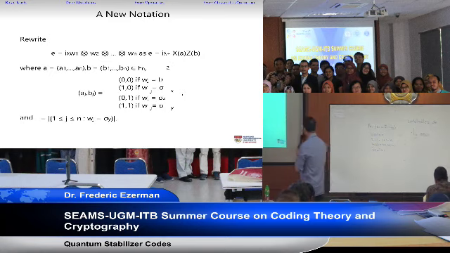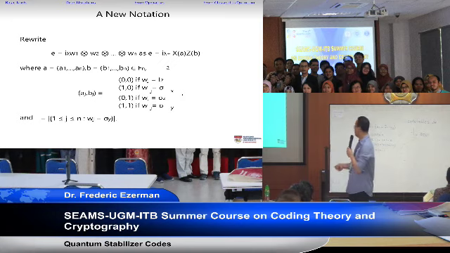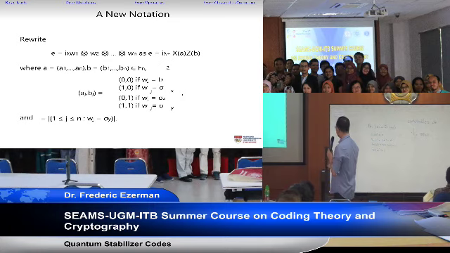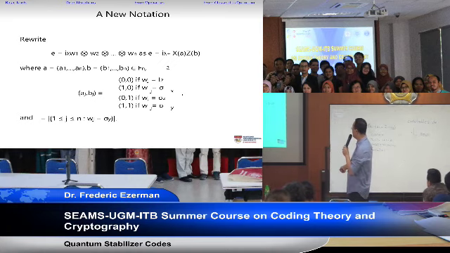So now, I'm going to introduce a new notation that makes our work simpler. I have an error operator. Look, this one, right? We have this isomorphism, right? So now instead of writing it on the left-hand side here, let's write it in terms of this.